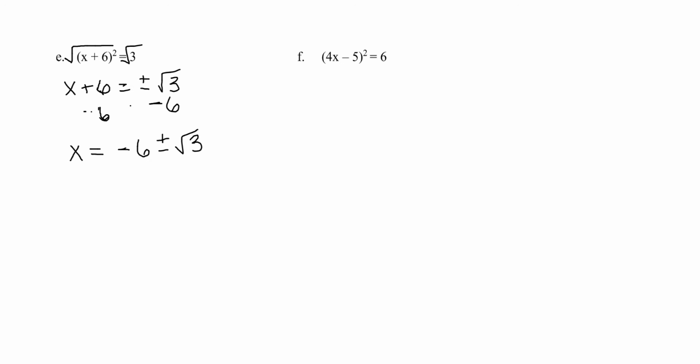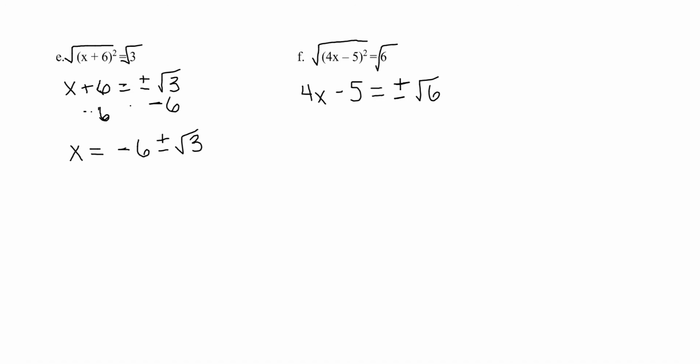F is very similar to E. Again, this expression is squared, so to solve it, we're going to take the square root of both sides. When you take the square root of something squared, you get what's under the radical, so we'll have 4x minus 5 is equal to the positive and negative square root of 6.